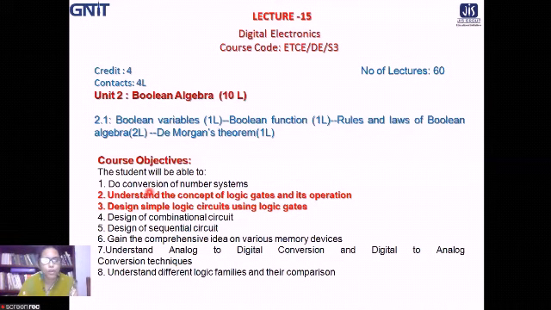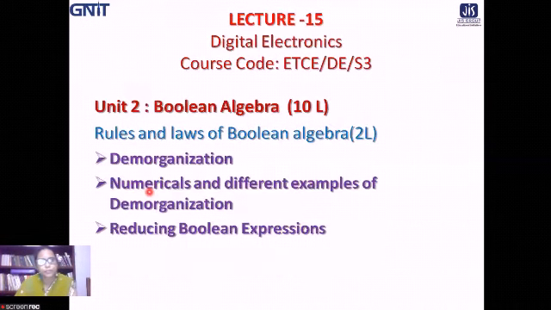Now let us move to lecture number 15. Before moving to lecture number 15, let us have a quick lecture plan of the lecture number 15. So this lecture number 15 is of unit 2, that is the Boolean algebra, and it is having a subunit known as the rules and laws of the Boolean algebra. So here we will be studying De Morganization, that is the application of the De Morgan's theorem in the case of the Boolean algebra. Next is the numericals and different examples of De Morganization.